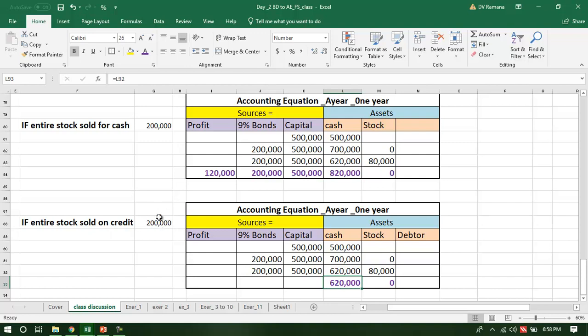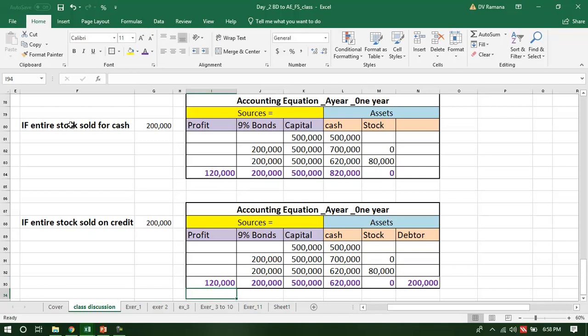Since this money is going to be received in the future, this is an asset, and we give a name to that asset called debtor, or in some cases receivables. So debtor is an asset because we expect the debtor will pay us money in future. So anything receivable in future is an asset. No change in the capital, no change in the bond, and there is a profit of 200,000 minus 80,000, same.